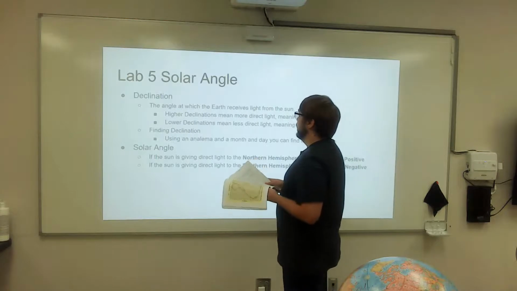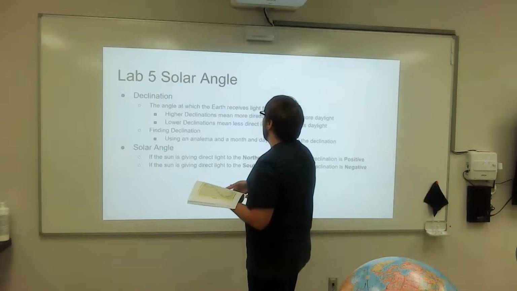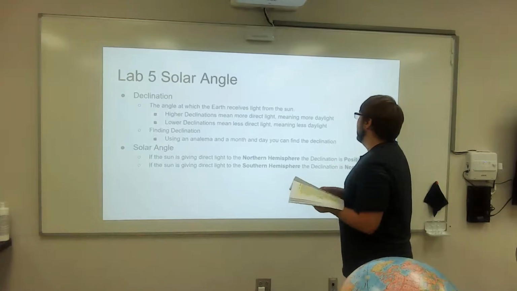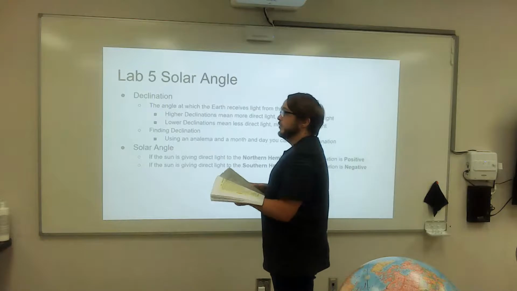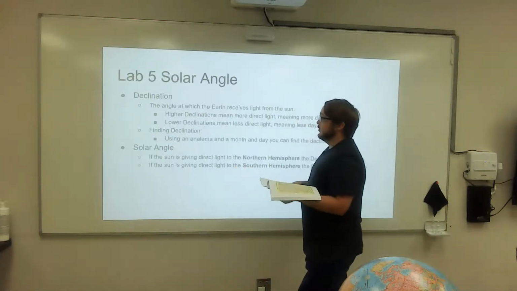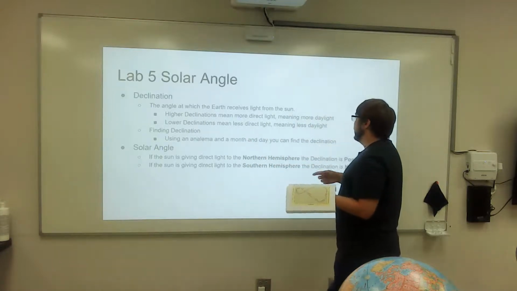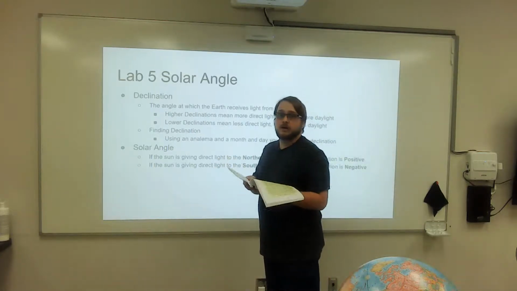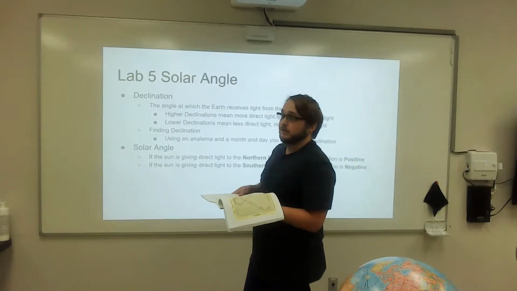In whichever area you're looking at the declination, a higher declination means that there is more direct sunlight, and that means there is more daylight. So if you're in the northern hemisphere and it has a positive declination, then that is more sunlight. And lower declinations mean less direct sunlight, and that means less daylight. So if you're in the northern hemisphere and you have a negative declination, that is also less daylight.